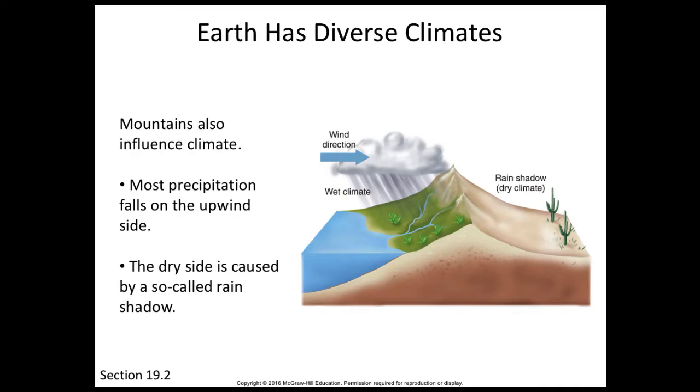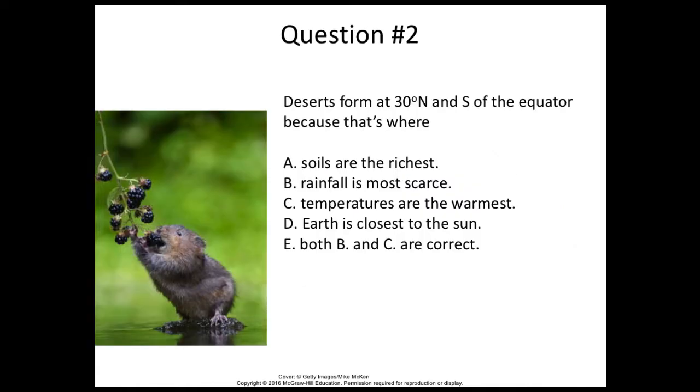Mountains also influence our Earth's climate. Most precipitation falls on the upwind side of a mountain range. The dry side of a mountain range is called a rain shadow because it gets a lot less rain as compared to the wet side of a mountain. Many deserts are caused by the positioning of these mountain ranges.